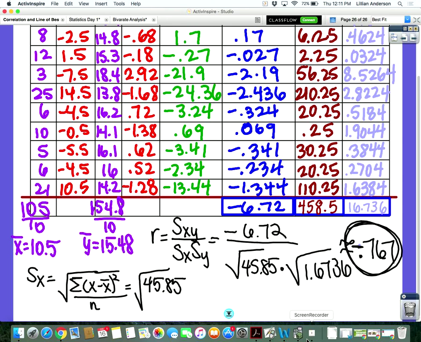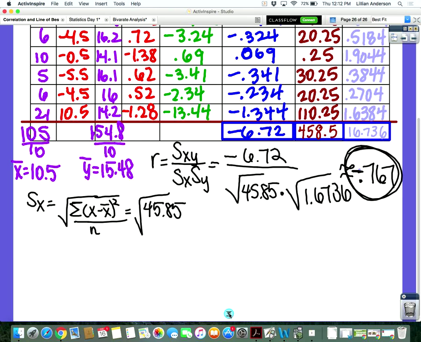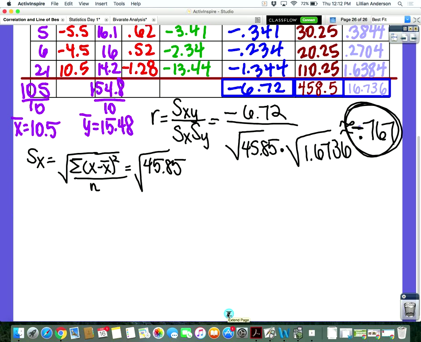Check this out. That was only A. We found the correlation coefficient, but for the regression line, we've already found all the pieces we need to write it. The formula for the regression line is y minus y bar equals S sub xy over S sub x, correct?